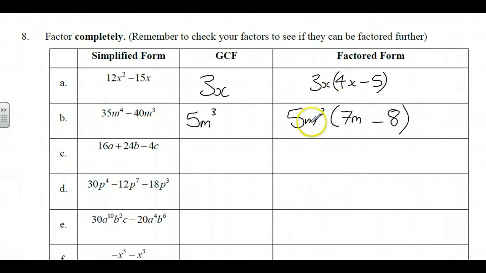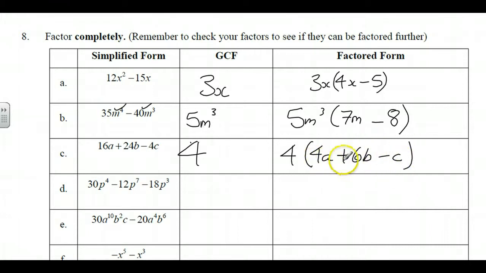Multiply it out, 35 m to the 4th, right? 3 plus 1 is 4, minus 8 times 5 is 40, m cubed. Check and check. We have 3 terms here. So notice variables are all different, a, b, c. So our greatest common factor can't be any larger than our smallest number. So 4 is our greatest common factor, 4. This will be 4a plus 6b minus c.